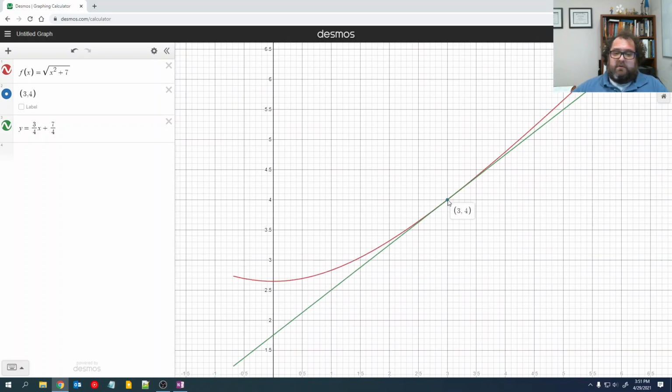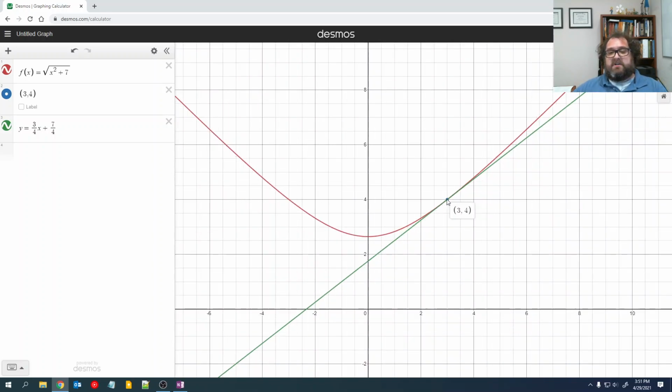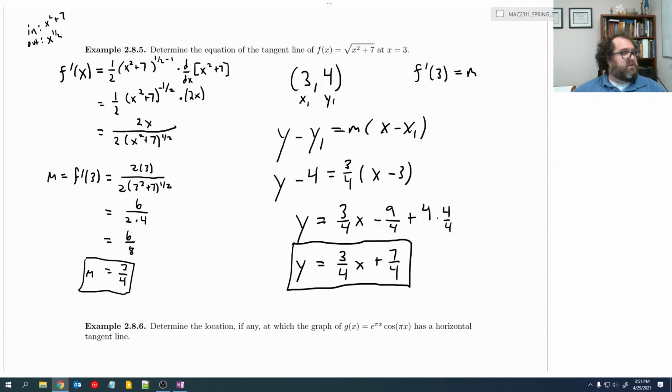Now, of course, if you get far away from this point, the green line does a terrible job approximating the red curve. But if you're really close to x equals 3, then this line does a very good job of approximating the curve. We say that as long as you're within the neighborhood of 3. A neighborhood is like a really close open interval around x equals 3. Okay, so that is our tangent line example using the chain rule.